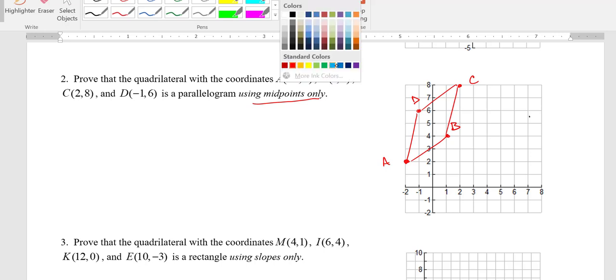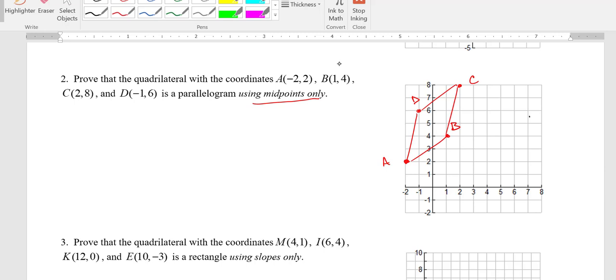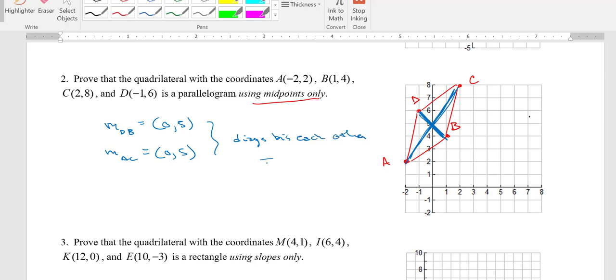So using midpoints, what I'm probably going to do here is take a look at their diagonals. And I'm going to check to see if this and this share the exact same midpoint. Because if they do, then the diagonals would bisect each other. So check their midpoints. The midpoint of DB ends up being 0, 5. And you're going to find out that the midpoint of AC is also 0, 5, which means that the diagonals bisect each other, which means I have a parallelogram.